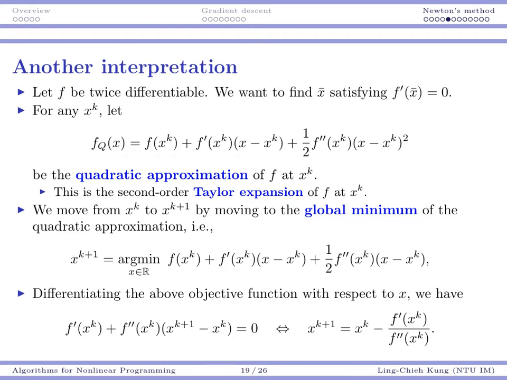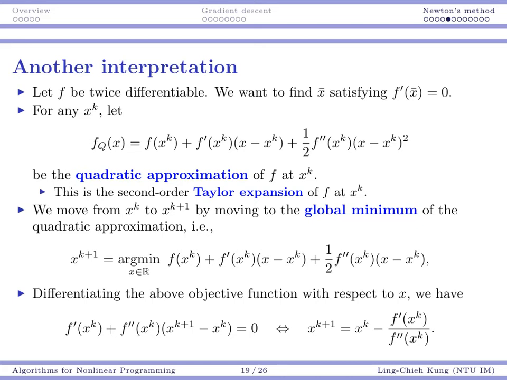Actually, we can also use another interpretation, which some people may think is more direct. So suppose I have a nonlinear function small f here. Okay, what we want to do is to find x bar which can satisfy the first order condition. So what I'm going to do is that given xk, I'm going to find a quadratic approximation of f at xk. What does that mean? Given xk, I want to approximate the function f with a quadratic function around the current solution xk.